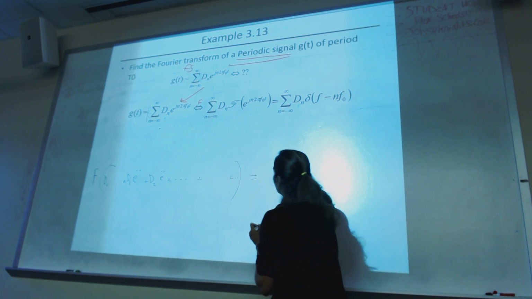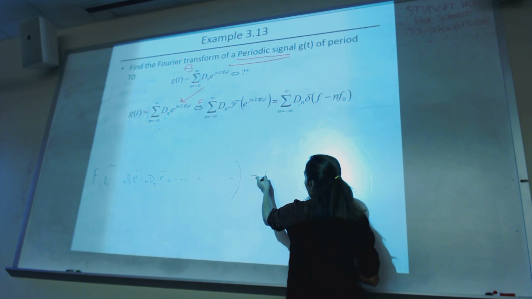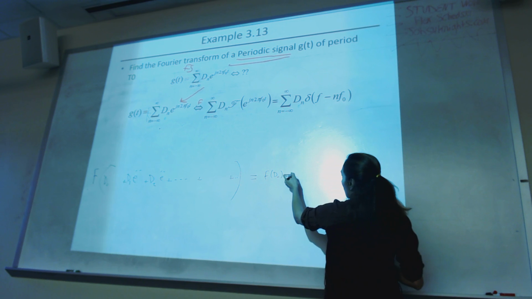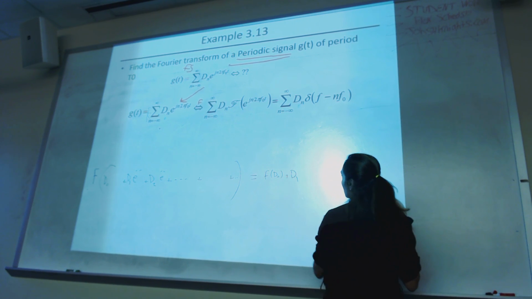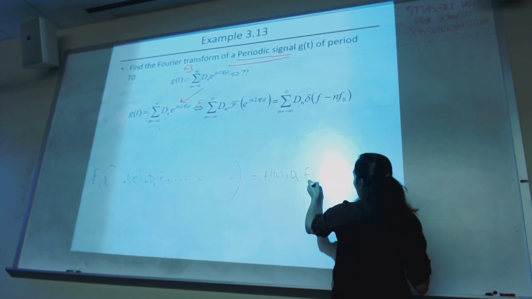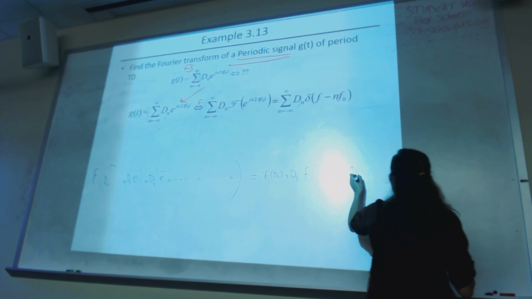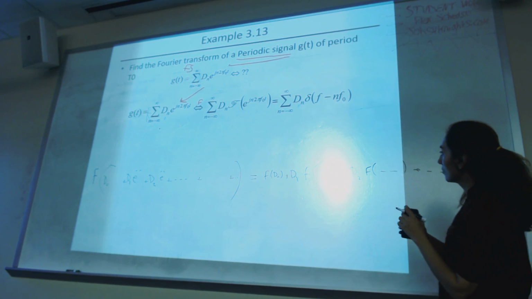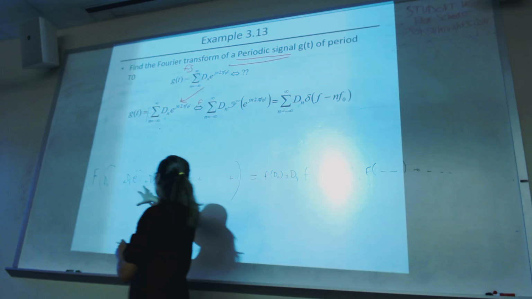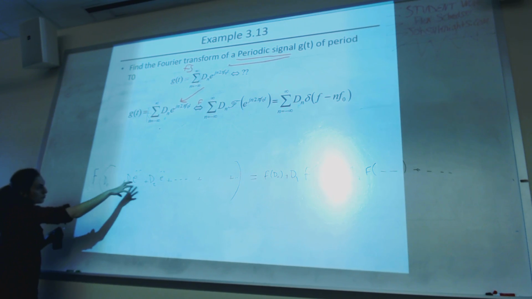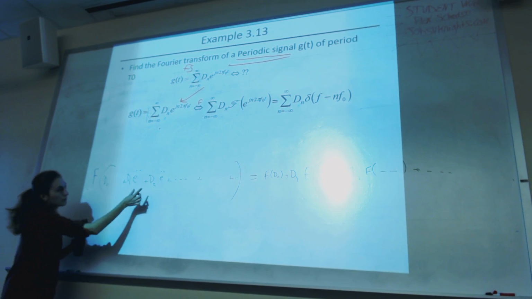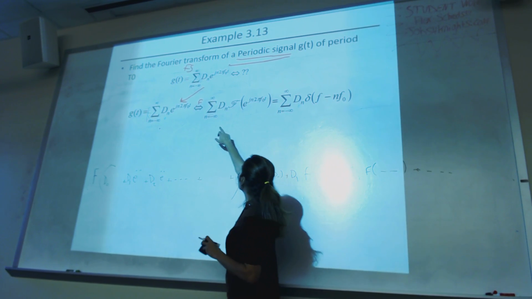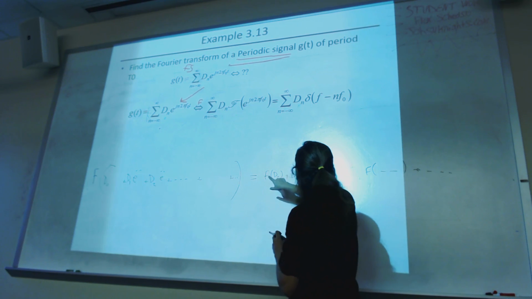So I can write this as the Fourier transform of d naught plus the Fourier transform of d1 times that exponential. But d1 is constant, so the Fourier transform, and then d2 Fourier transform, etc. So this is coming from the linearity of superposition. You can distribute the Fourier transform inside, and then these constants come out of the Fourier transform. So this is nothing but that, sigma dn here.